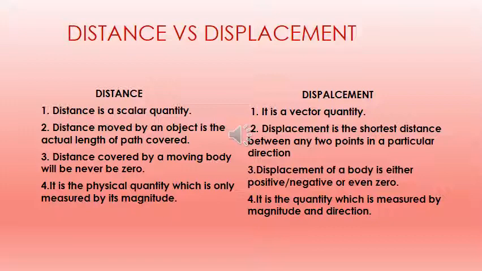Distance is a physical quantity which is measured only by magnitude or size. But to express displacement, we need to have size as well as the direction. These are the differences between distance and displacement.